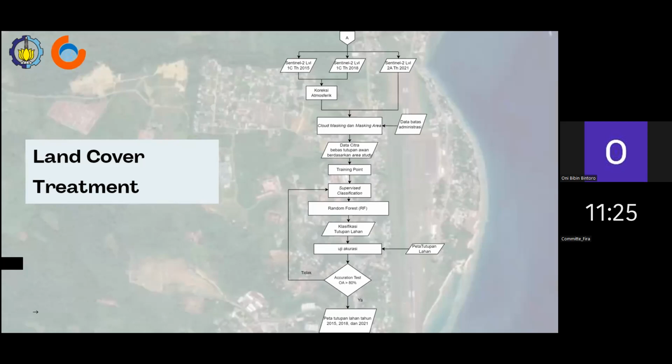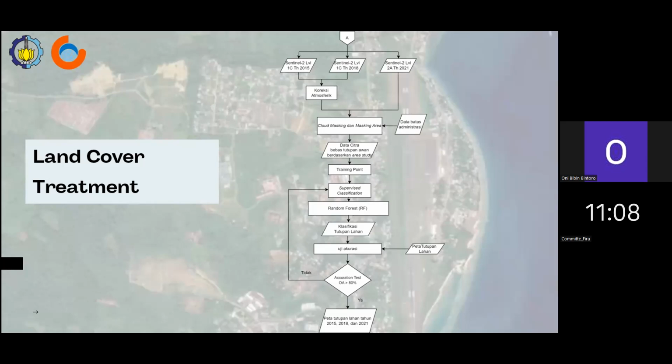The flowchart of land cover. The following is an explanation of the flow diagram above. Step 1, atmospheric correction is carried out on the Level-1C image with the Sen2Cor algorithm using Google Earth Engine.